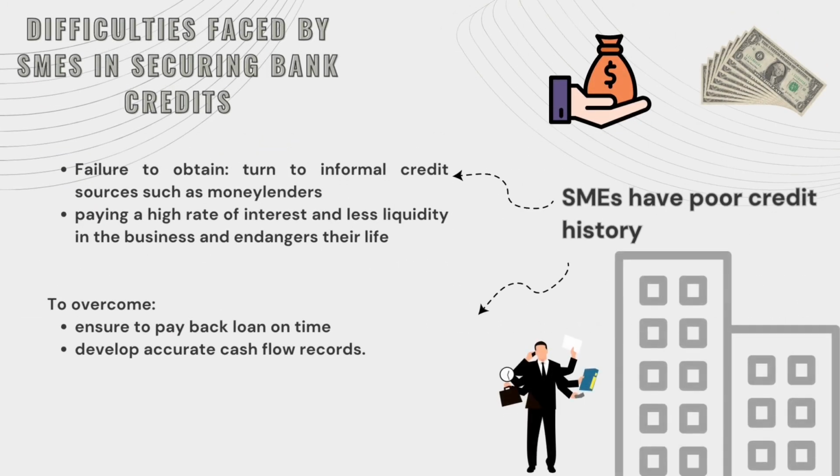When companies fail to obtain credit from a formal source, they would turn to informal sources such as money lenders, commonly known as ahlong in Malaysia. They would have to pay a high rate of interest, which causes them to have less liquidity in the business. This is because they need to pay back the loan borrowed from the money lenders. Borrowing from a money lender is also dangerous because money lenders tend to harass an individual for failure of paying back the loan on time. To overcome this, a company needs to develop an accurate cash flow record and ensure to pay back the loan on time.